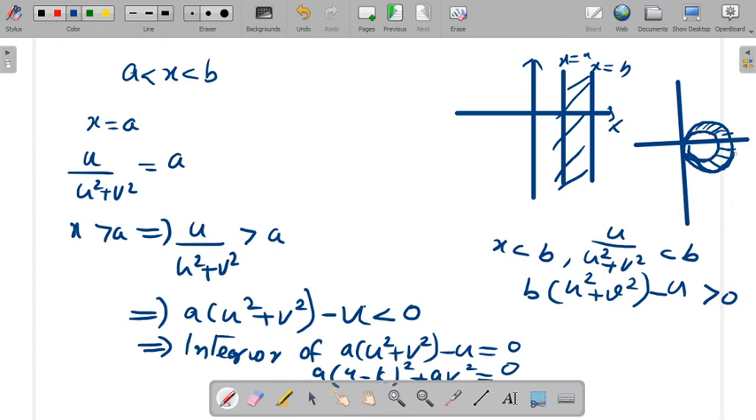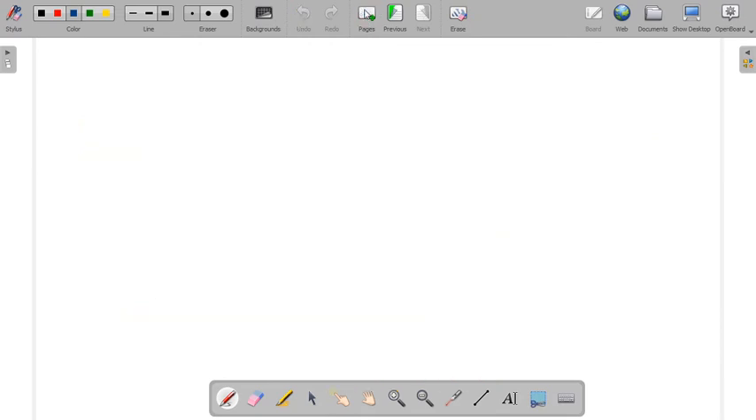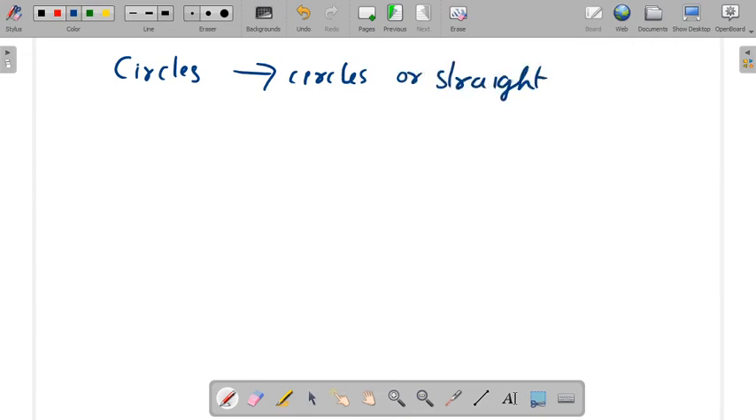Likewise, you can find the image of the infinite strip c less than y less than b. That will be a similar region but with center on the vertical axis. And for this map w = 1/z, circles will be mapped to circles or straight lines. Circles go to circles or straight lines, and the straight lines will pass through the origin.